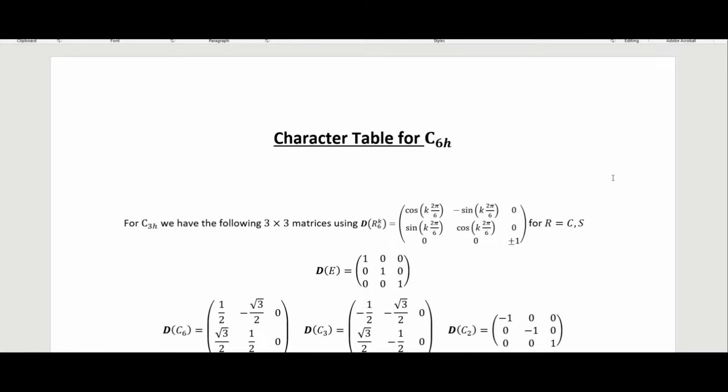In this video, I'm going to show how to build the character table for the C6h point group. C6h is not actually a very common point group in chemistry, but the reason I chose it is, for one, it's a big table, and so I wanted to show how building a larger table than the C2v and C3v looked.